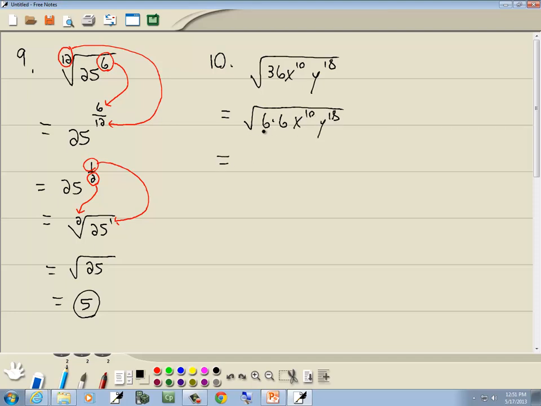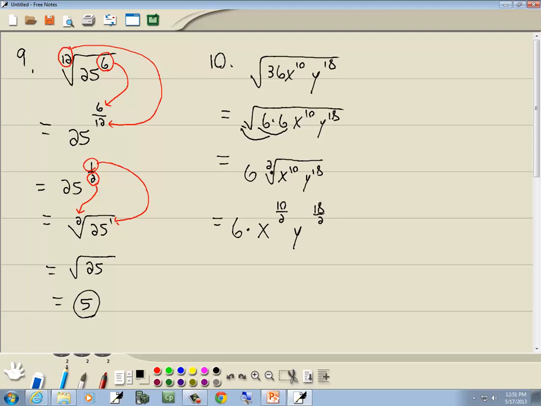Remember the square root, we're looking for a pair of somethings. Here's a pair of 6's, so that's going to come out as a single 6. Now this is a square root, so I'm going to put a 2 here just to really emphasize the index. If you got a square root, it's by default 2 for the index. X to the 10th, y to the 18th. Well, I want to write these in rational exponent form, so this becomes x to the 10 over 2 power and y to the 18 over 2 power.